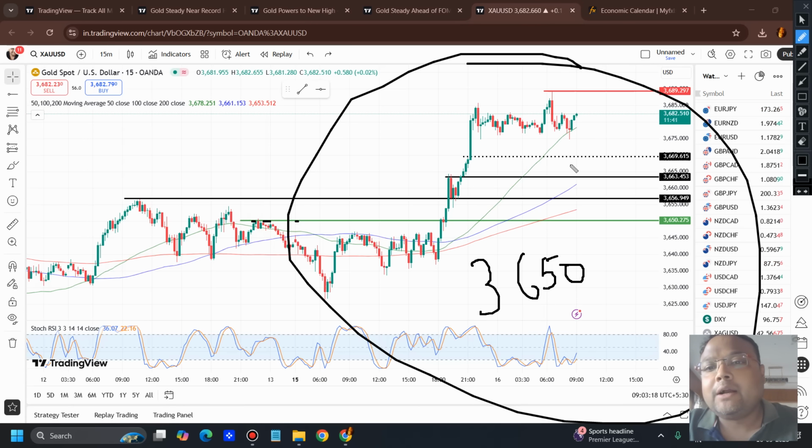Why? Because if the market drops, the previous resistance will work as the new support. It's also a round number psychological level. The green line is the best level to look for a new buy. If you already have a buy, you can hold your buy position, and if you're looking for a fresh position, wait for the market to come down. That's it. So 3650 is the best level, but the problem is that 3650 is far away.